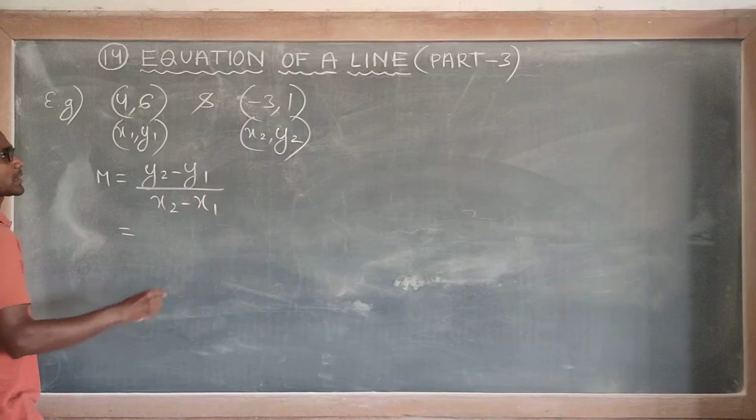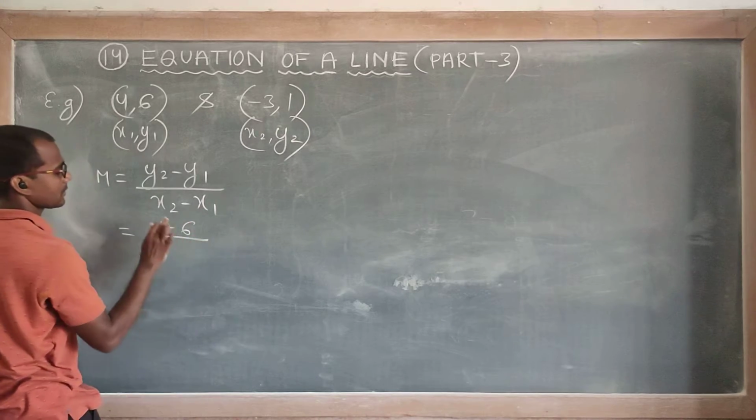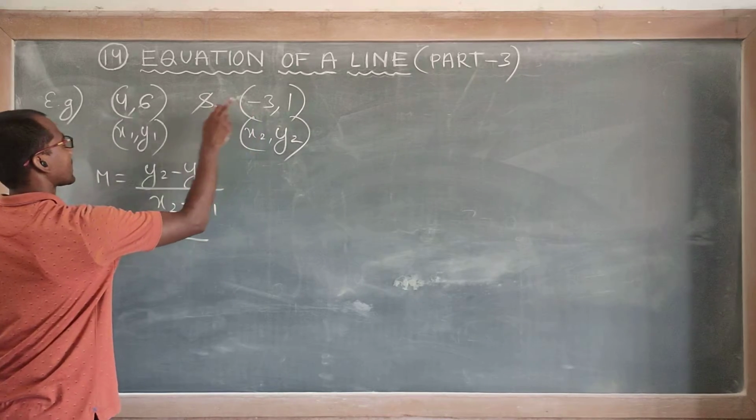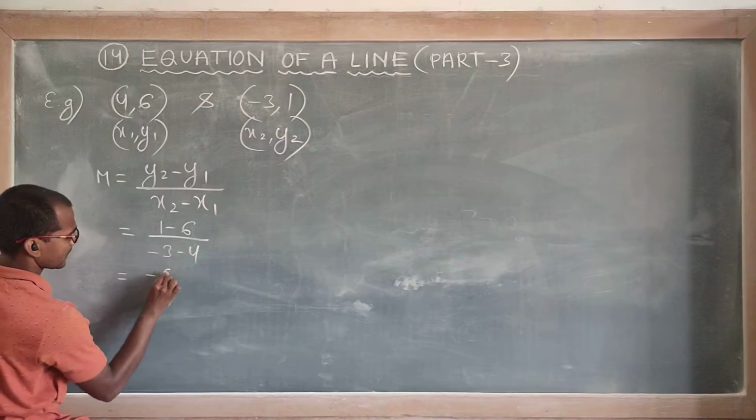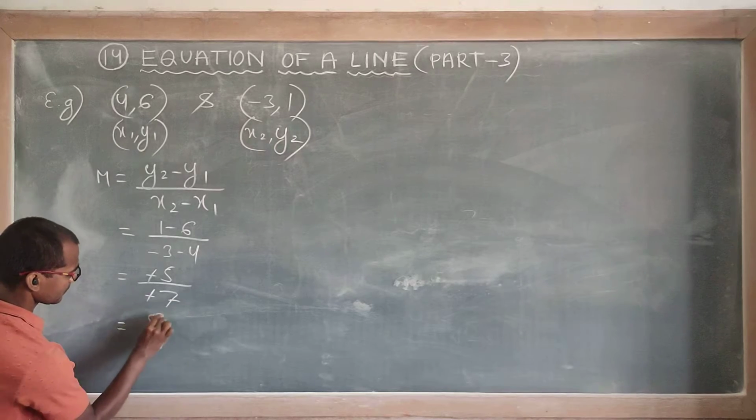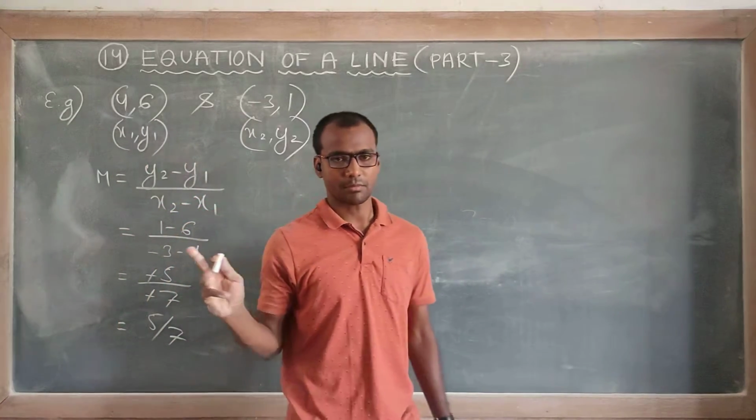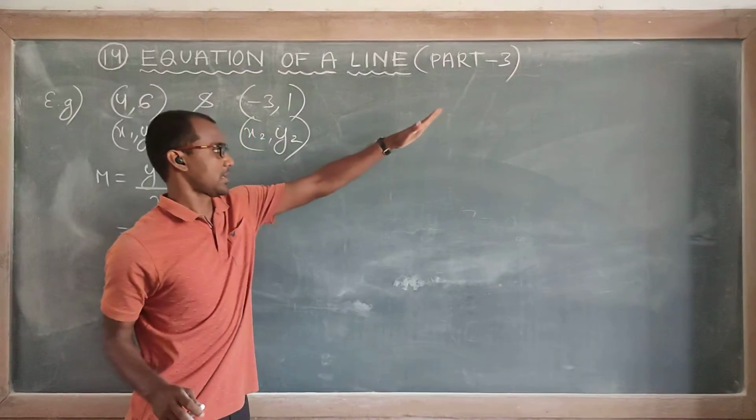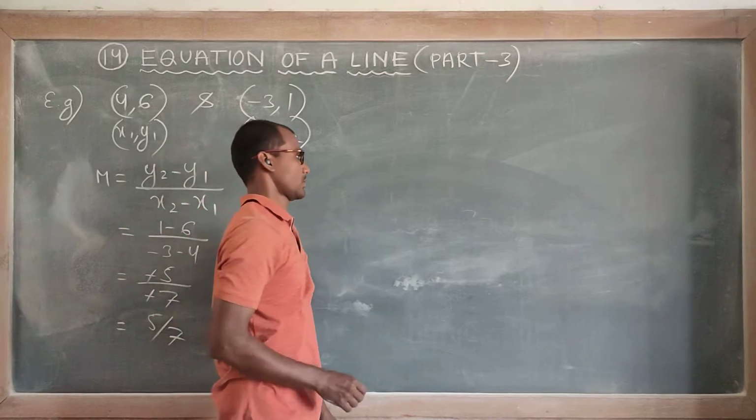So what is y2 minus y1? 1 minus 6. What is x2 minus x1? Minus 3 minus 4. So minus 5 by minus 7, minus cancels. Slope is 5 by 7. Slope is positive, which means the line would move up like this. Slope is positive, then the line moves up.